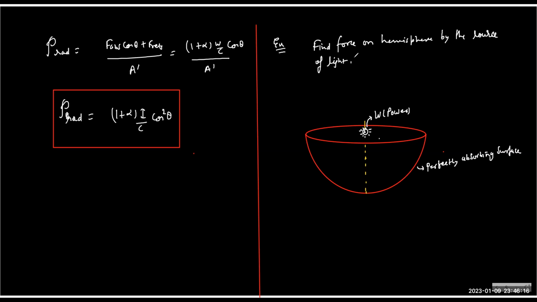Sir, is it W by 2C? Yes, something like this. Either W by 2C or W by 4C, something like this. Sir, W by 2 is dE by dt. Yeah, W is dE by dt. Sir, no, W by 2. Okay.